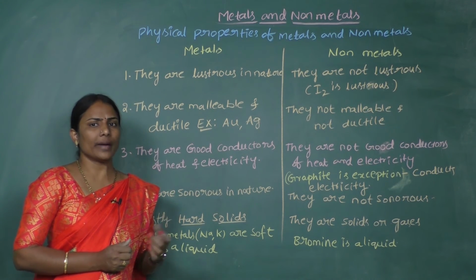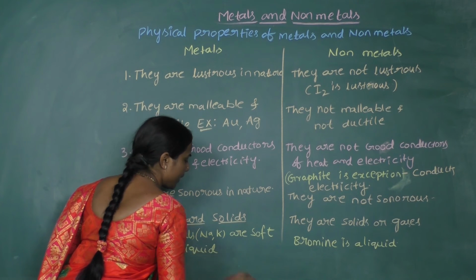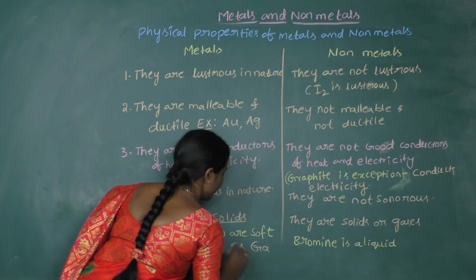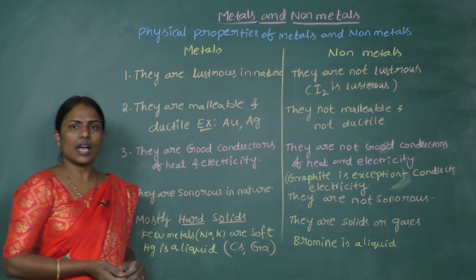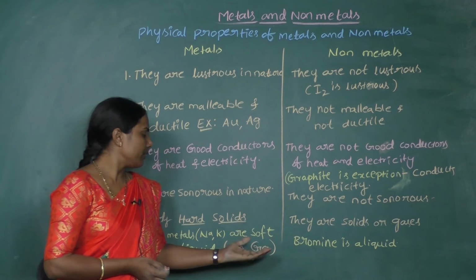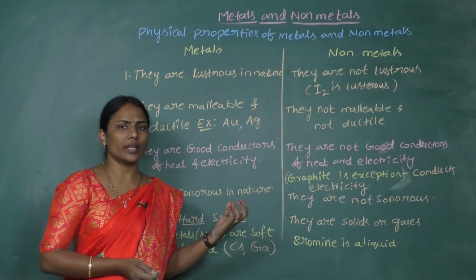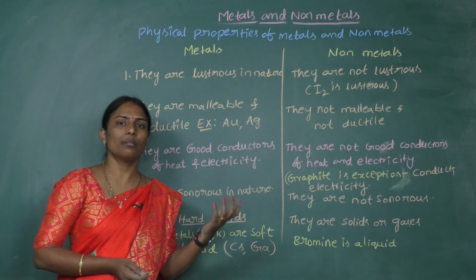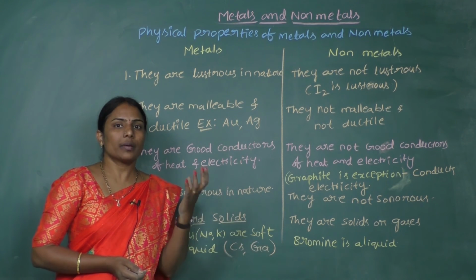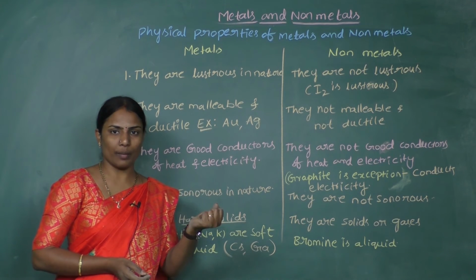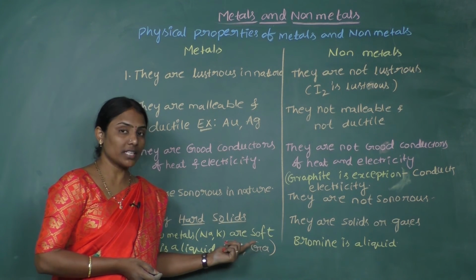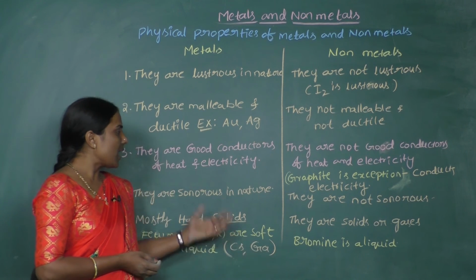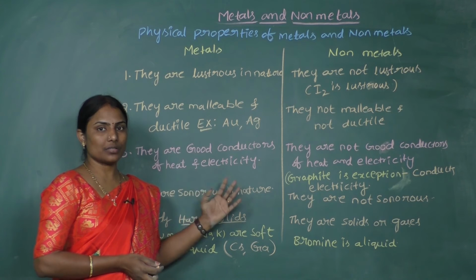Okay, and a few metals, you can take the example of cesium and gallium. These metals are so soft that they have a very low melting point, so that if you hold them in your hand, they will melt away. In the sense, at the temperature present in your palm, they can melt. Means the melting points of these metals are very low. Right? So these are the characteristics or properties of metals.